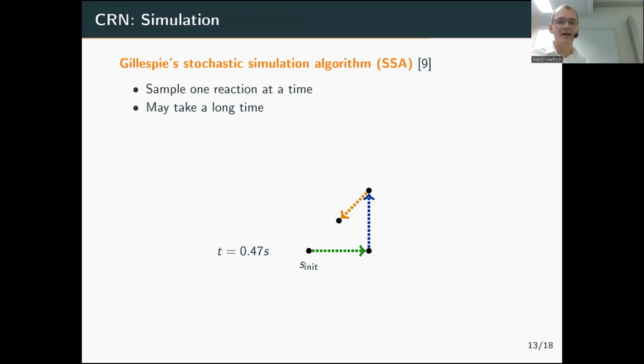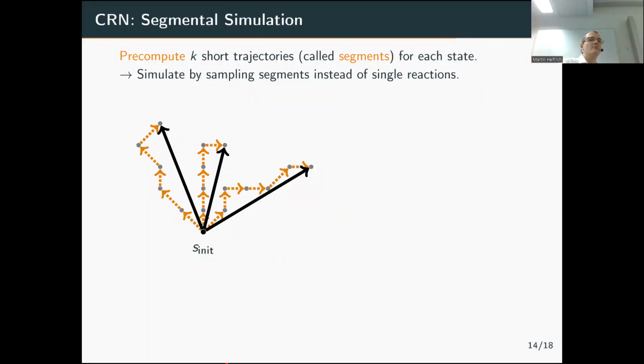So that's not good enough. And the first idea we have is, if applying a single reaction at a time is not good enough, then what if we apply multiple reactions at a time? I mean, that's the first idea you have.